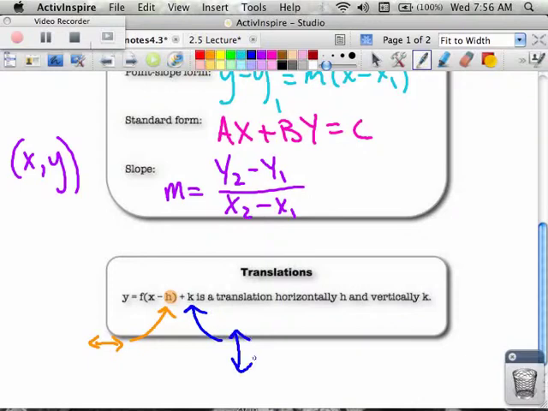And I'm going to show you how this works in the super secret notes in addition to our regular notes. So stuff that occurs inside a parentheses or a grouping symbol, like a square root maybe even, would be a horizontal movement. And then stuff that's on the outside is a vertical movement. And that'll make a lot more sense as we do a couple of examples. All right, let's look at some examples.